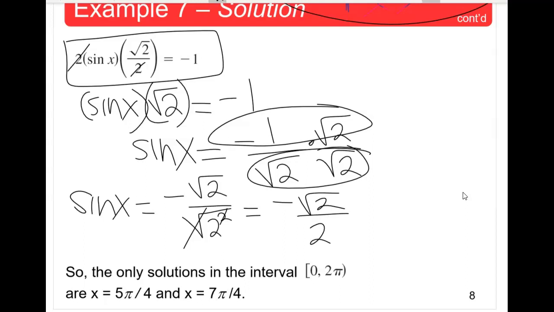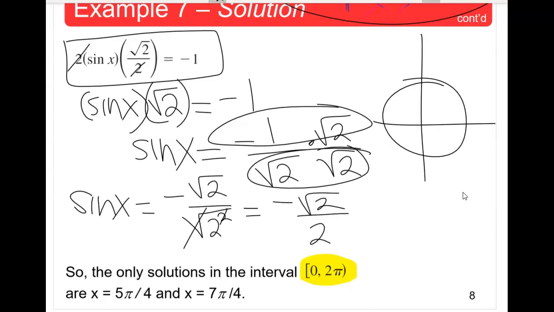Now, since the question required us to find the solutions in the interval from 0 to 2 pi, I'm going to go ahead and draw our unit circle. And we know that for sine to be negative, it has to be in quadrants 3 and 4, because that's where the y values are negative. And we know that that will be something similar to pi over 4, except that at that point, both sine and cosine are positive. So it's going to be a multiple of pi over 4.